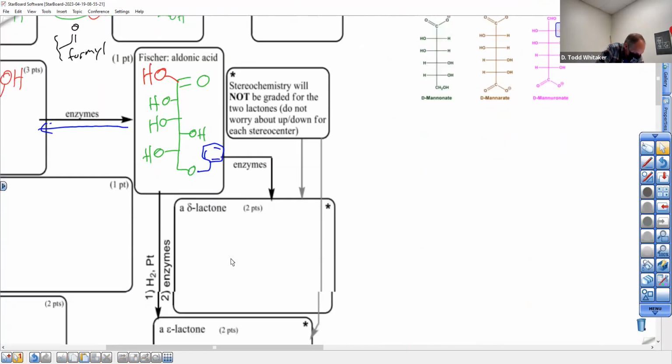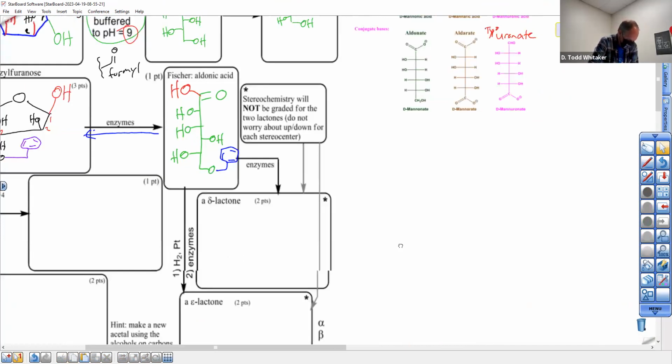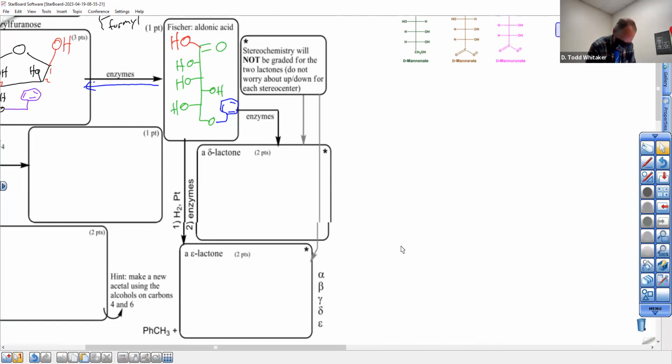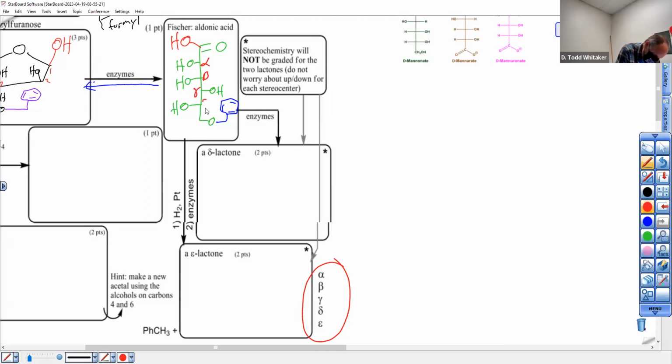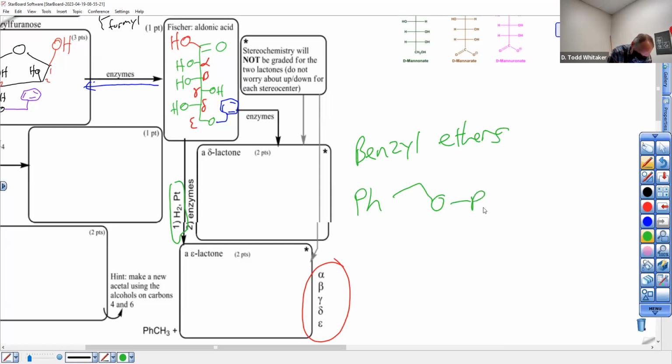And we're going to do 2 lactones. You ready? 2 lactones. Alpha, beta, gamma, delta, epsilon. Ooh, how do you draw an epsilon lactone when there's an ether there? Oh, step 1, H2, Pd/C. Benzyl ethers. Just a little snippet reaction. It's called hydrogenolysis. Never heard of this word.